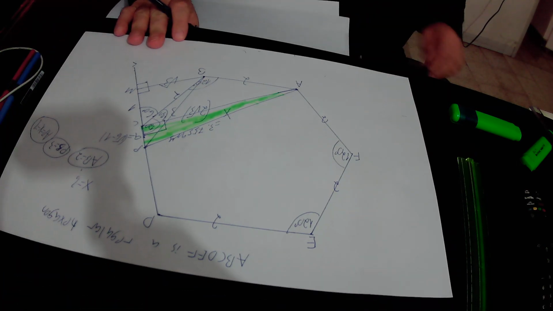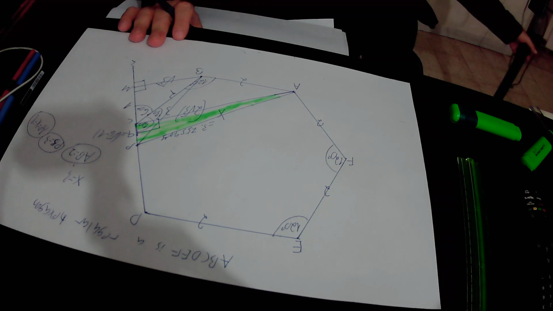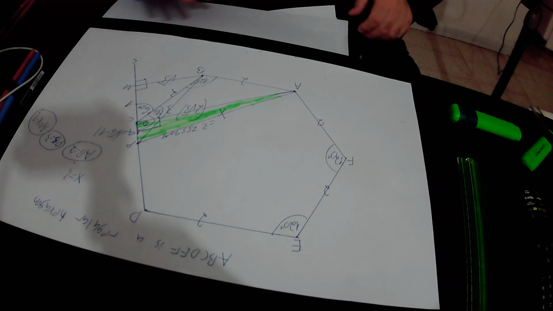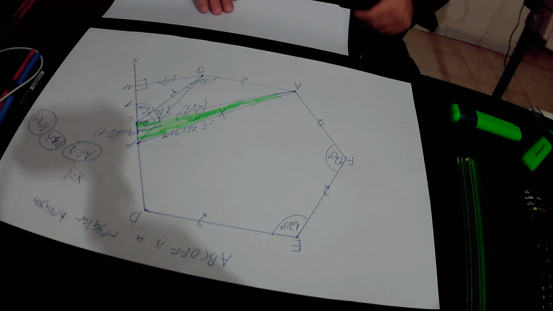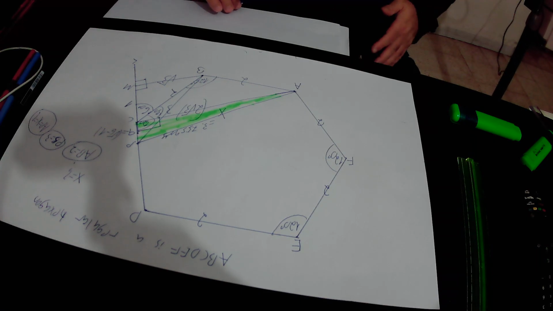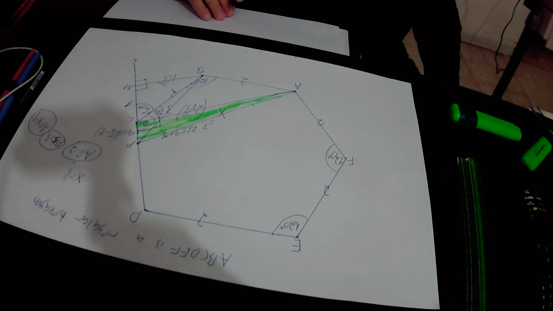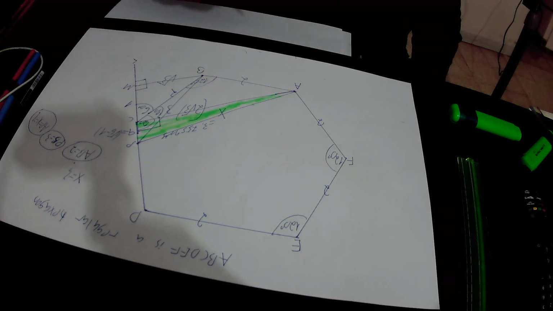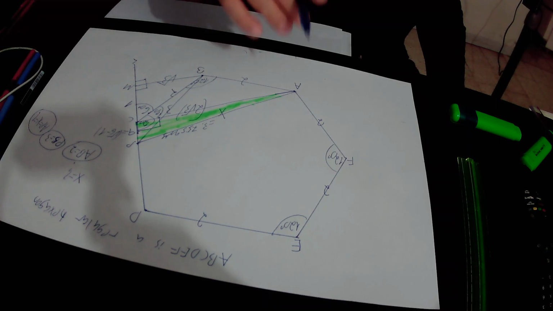So, in the drawing, we have a regular hexagon. A regular hexagon is a polygon that has 6 sides: 1, 2, 3, 4, 5, 6. And in a regular hexagon, all the sides are equal to each other, and all 6 angles are also equal to each other.